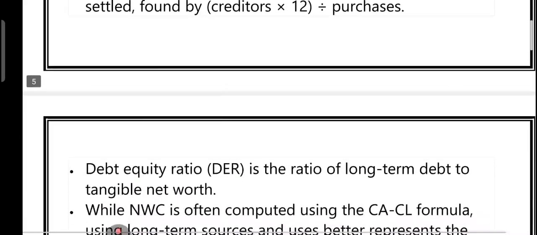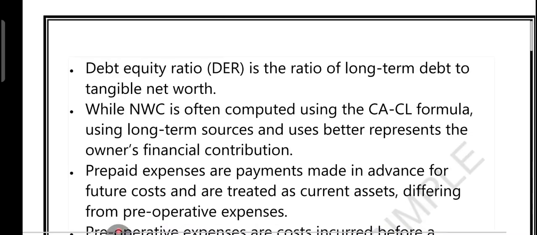Now friends, one more point is the DER, debt equity ratio. As the name suggests, in the numerator we write the total long-term debt. In the denominator we write the tangible net worth. Remember, we don't write the net worth, we write the tangible net worth, equity, right? Basically, if we talk about the net worth, it includes capital and reserves, and tangible net worth is net worth minus intangible asset. So here we are taking only tangible net worth. We are not taking intangible or net worth, right? How to find the tangible net worth?